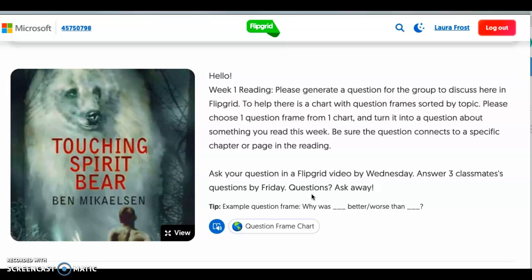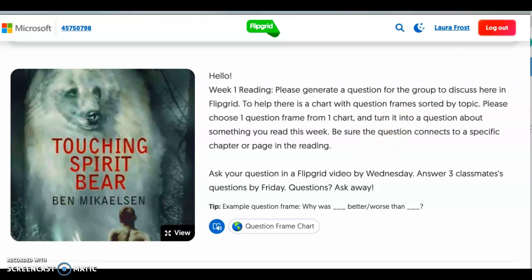To get to that question, down at the bottom it says question frame chart, and that's what it's talking about in the instructions. I'm here in the first paragraph: please choose one question frame from one chart and turn it into a question about something you read this week. So whatever I said in the reading assignment, because there's the reading assignment and then there was the discussion assignment.